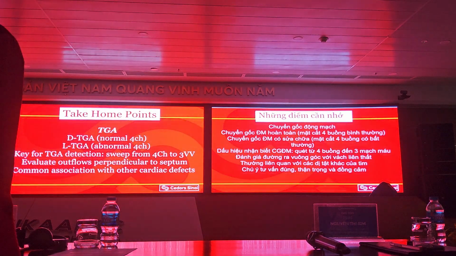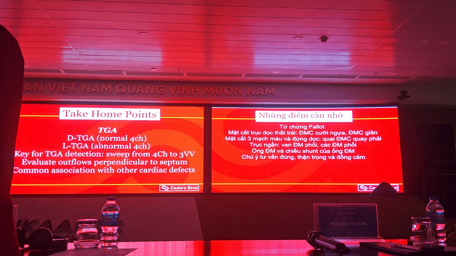For transposition, D-transposition will have a normal four-chamber view, whereas L-TGA has an abnormal four-chamber view because of the atrioventricular discordance. The key for detection, in my opinion, is a sweep from the four-chamber across the left and right ventricular outflow tracts. Remember to evaluate that perpendicular to the septum and optimize the image. And there can be association with other cardiac defects, in both L and D types of transposition.